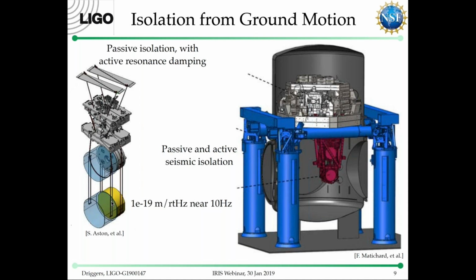In the quadruple pendulum picture on the left side of the screen, at the very top we have what we call blade springs. These are what are actually attached to the table. They're hanging from the table, and they give us a little bit of vertical isolation. So if the table is moving in the z-axis, this gives us some pendulum-like isolation in that direction. And then from those blade springs are hanging the series of pendula. And then at the very bottom is the mirror itself, moving at about 10 to the minus 19 meters per root hertz, near 10 hertz.